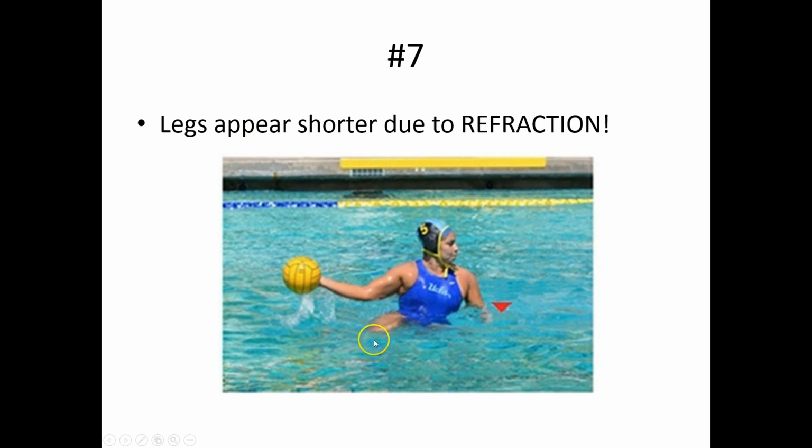So you can notice that this lady's thigh looks really, really short. It looks kind of funny just looking at it this way.